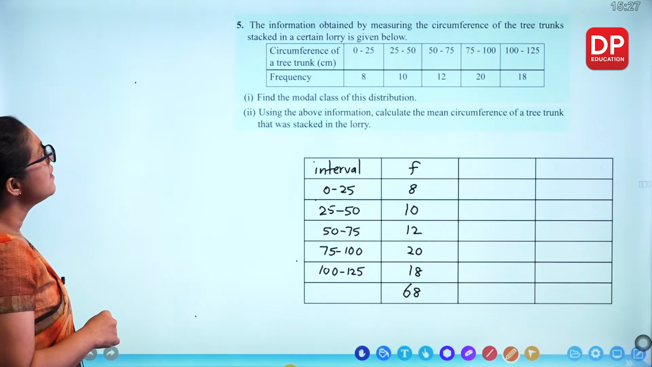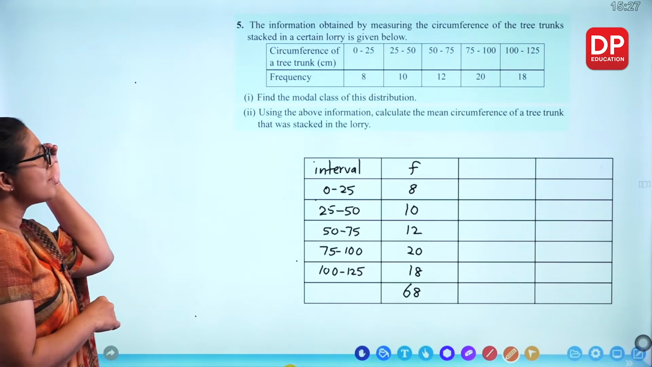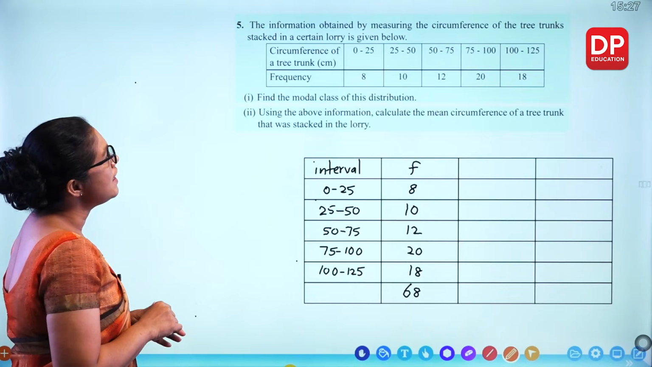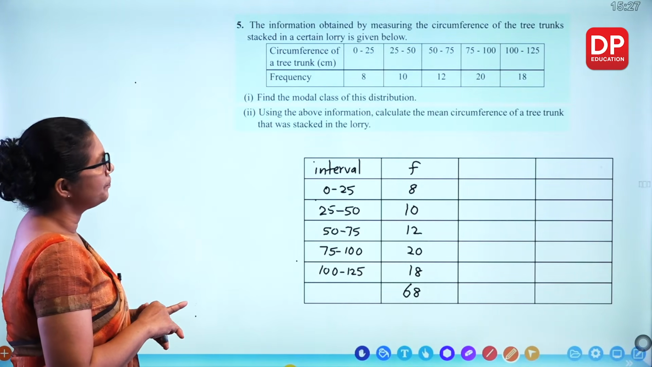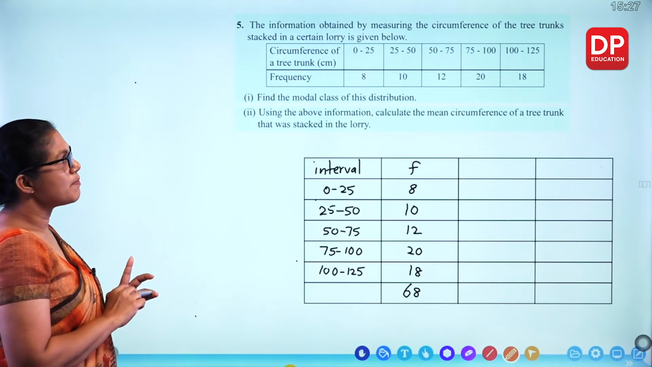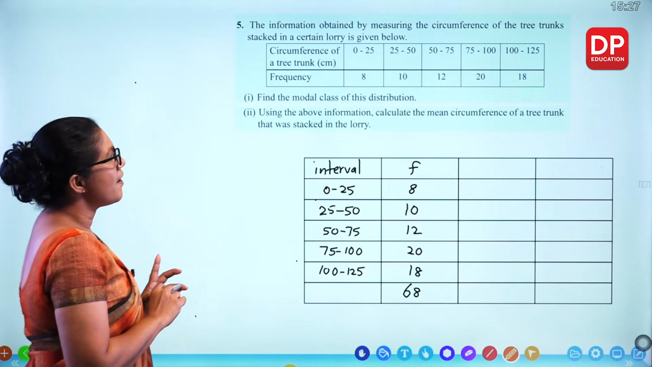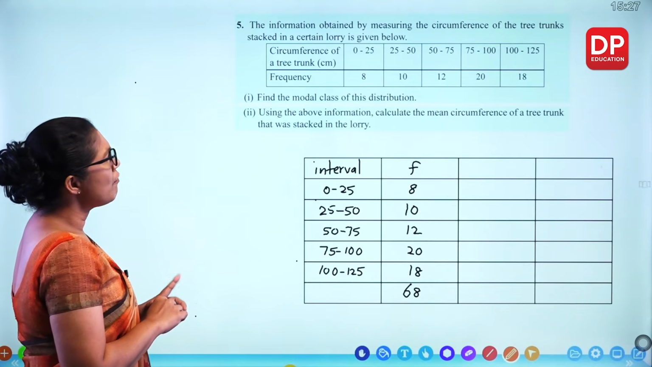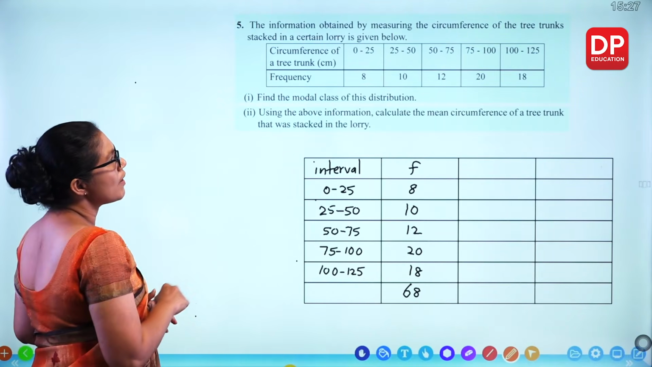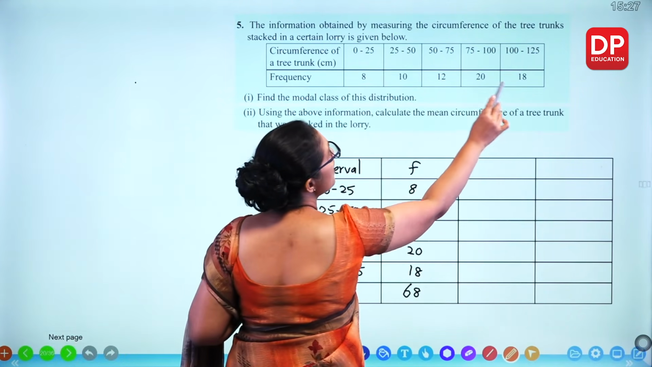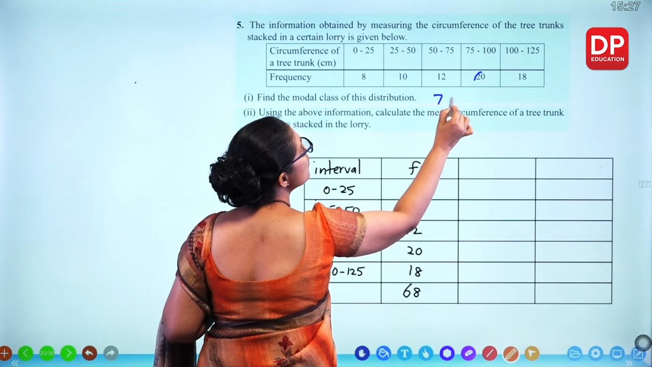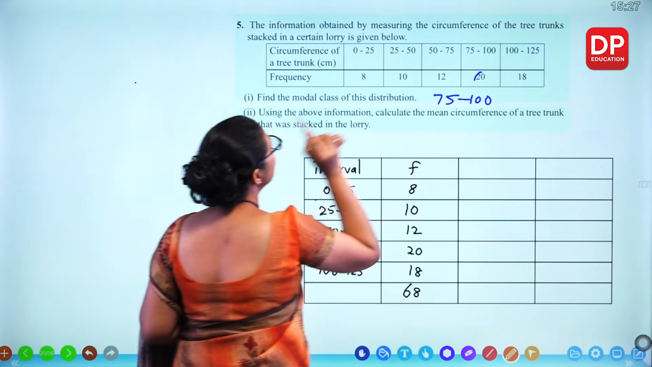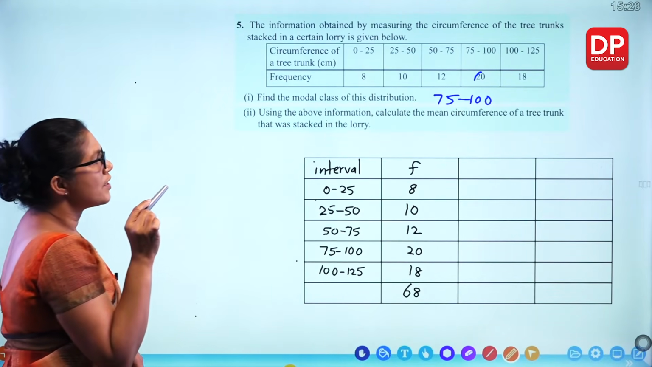Question number 5. The information obtained by measuring the circumference of the tree trunks stacked in a certain lorry is given below. Now the class boundary is given because there are no gaps. Find the modal class. How can we find out the modal class? Look at the frequency, which has the highest one, 20. So 75 to 100.